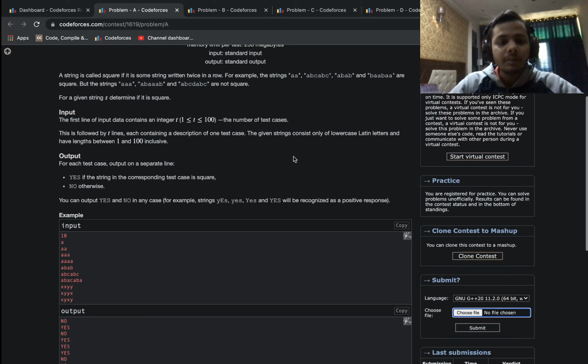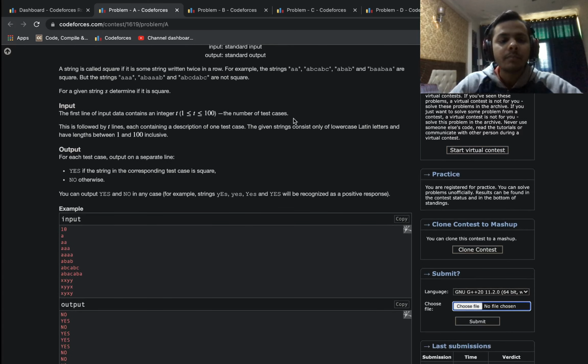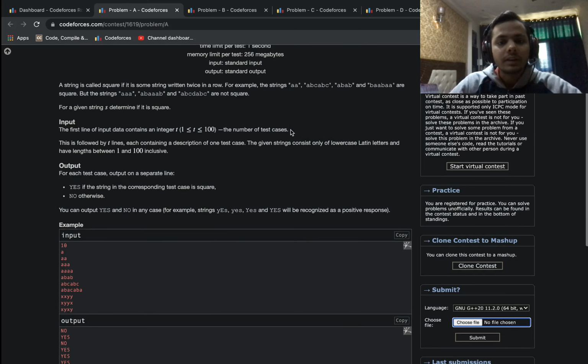So yeah, pretty simple. What we can do here is, first of all, if the length of the string is odd, then answer will be no, obviously. And if the length of the string is even, then we just have to check if the first half is equal to the second half or not. If it is equal, then the answer will be yes, otherwise the answer will be no. So there is nothing much to this problem. There is nothing else to discuss here.